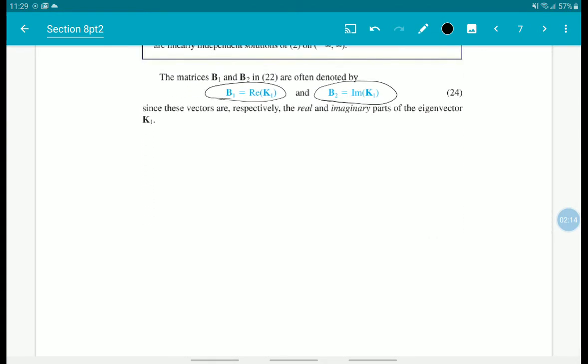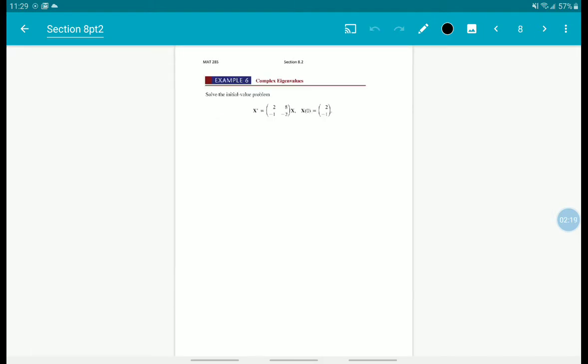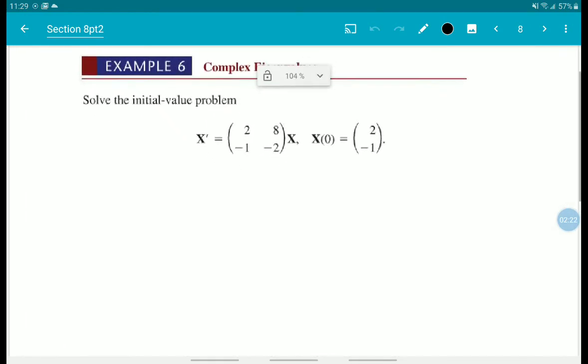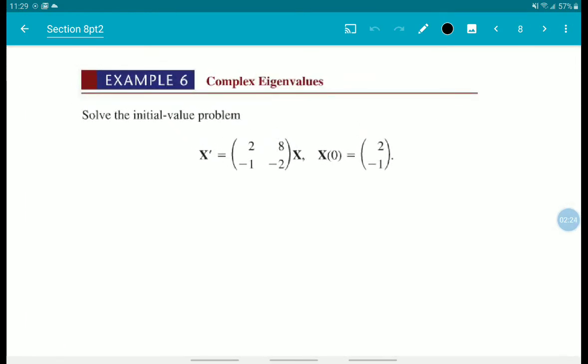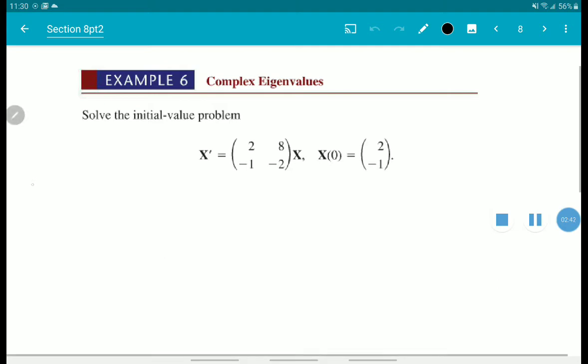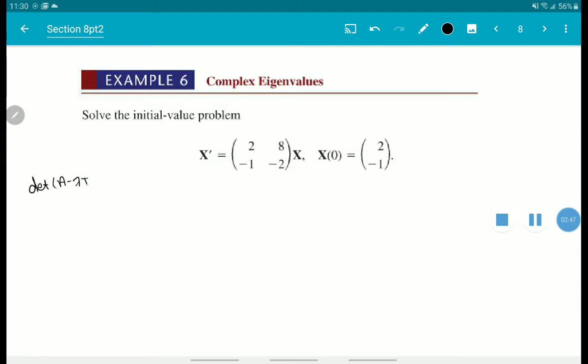So what I'm going to do now is look at an example. So let's look at this guy. And this is an initial value problem, which means we will be able to figure out what our C1 and C2 are going to be. So our first step is to figure out what the eigenvalues are going to be. So we need to find the determinant of A minus lambda I, and then set that guy equal to 0.